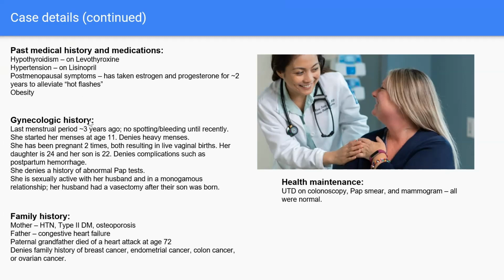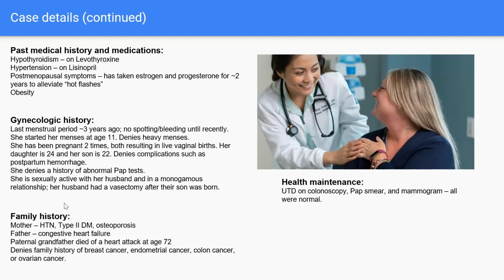From her gynecologic history, I think really important is that she has had a history of no abnormal pap tests. So that's important, right? Greater cervical cancer risk if you have an abnormal pap smear or if you're not up to date. So that's something to pay attention to. Also, she has been pregnant 2 times. And both of them were live vaginal births and they were uncomplicated. So she doesn't have that risk factor of postpartum hemorrhage.